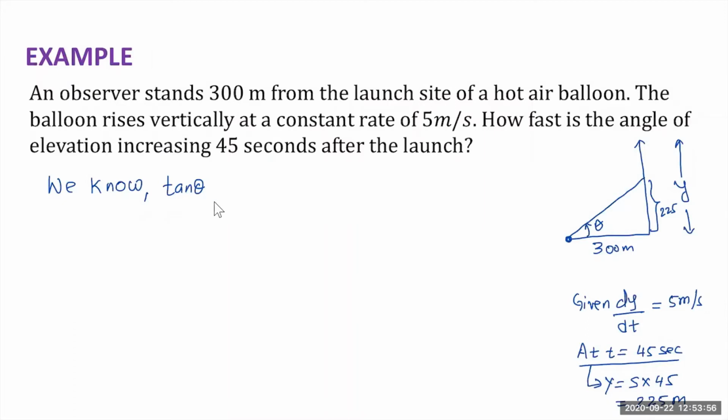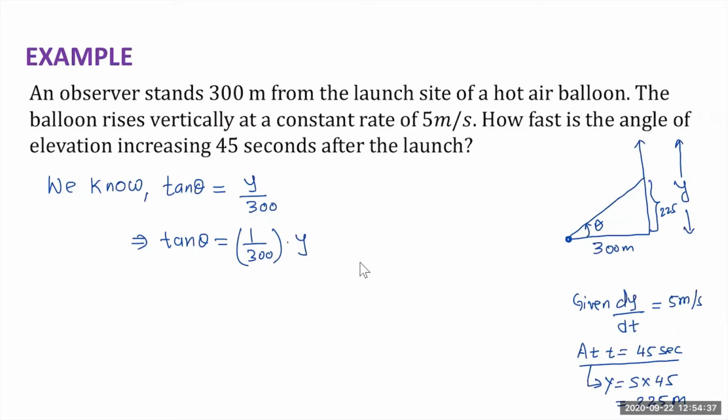So what we know is tangent theta is equal to the opposite over the adjacent. This opposite side is continuously increasing as the balloon rises up, so we don't have a fixed value in general because it is always increasing. So I'm going to write that as y divided by the adjacent side, which is 300 meters, so y over 300. Or if you want to write it a little differently, tangent theta equals 1 over 300 multiplied by y, which is the same thing.